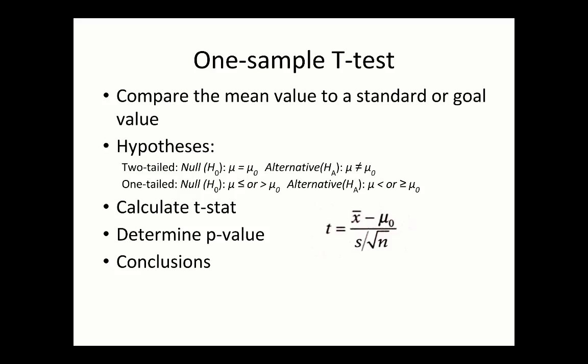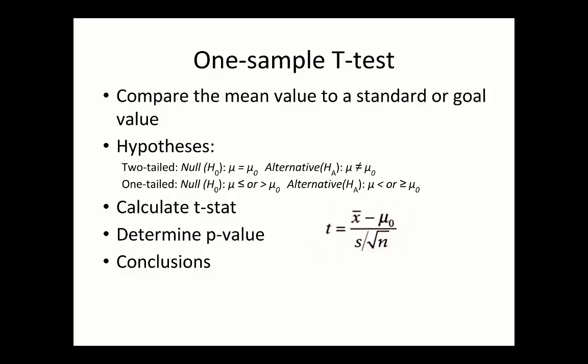Let's start by taking a closer look at the one-sample t-test. We use a one-sample t-test when we want to compare the mean value to a standard or goal value. The two-tailed null hypothesis is that the observed value is equal to the standard value, while the alternative hypothesis is that the observed value is not equal to the standard value. A one-tailed test would provide directionality to the differences, but it is common to stick with a two-tailed test.